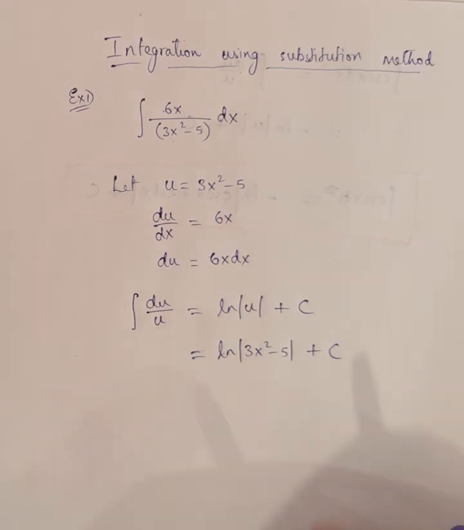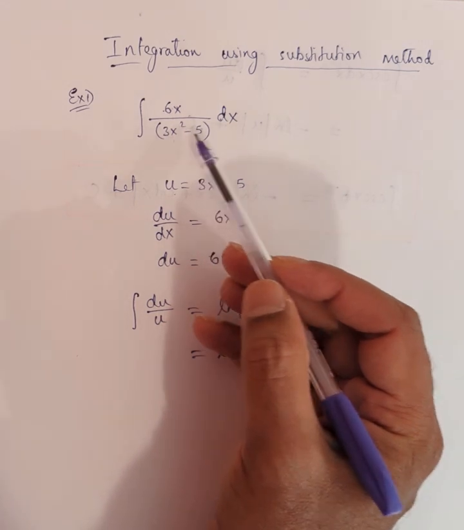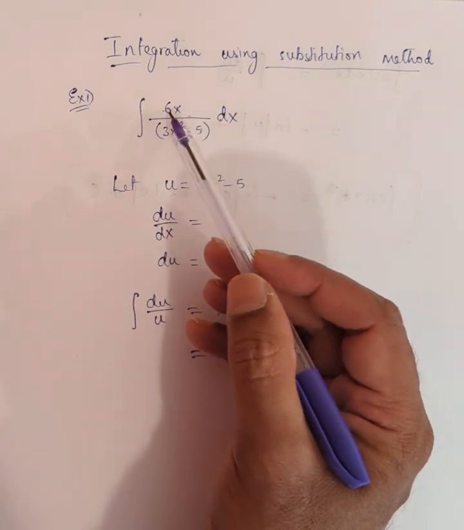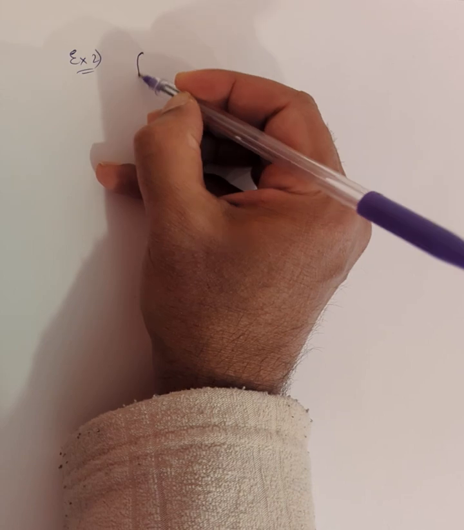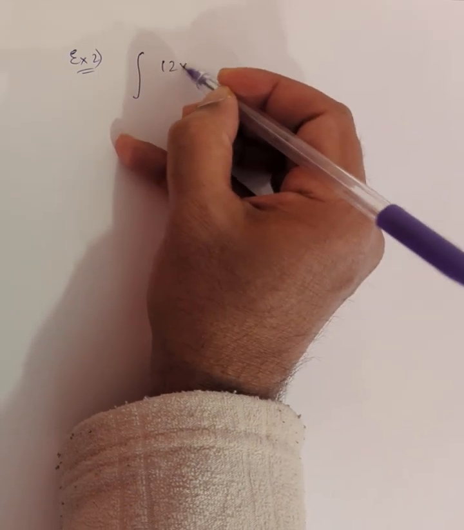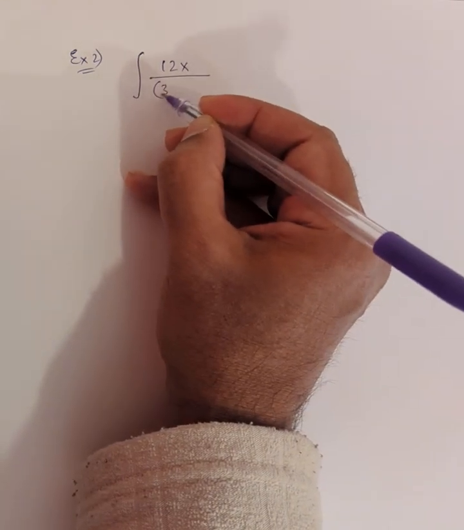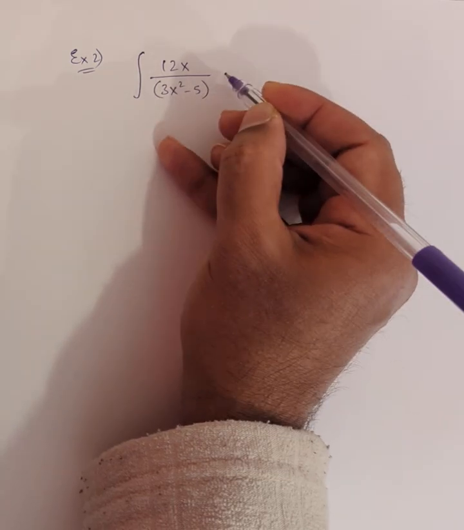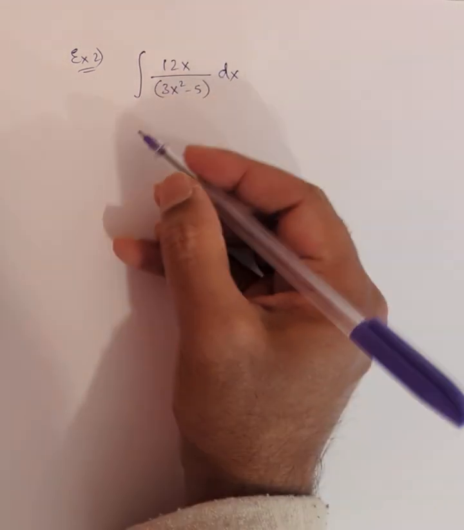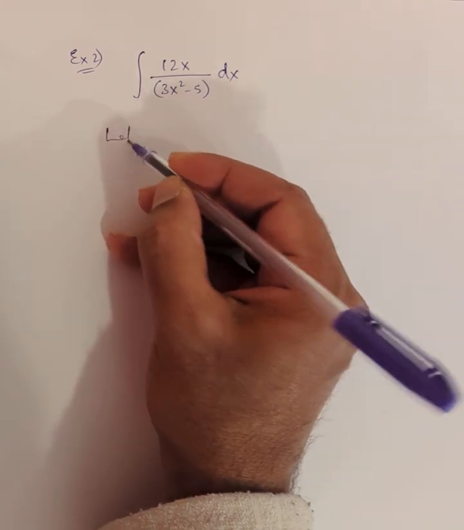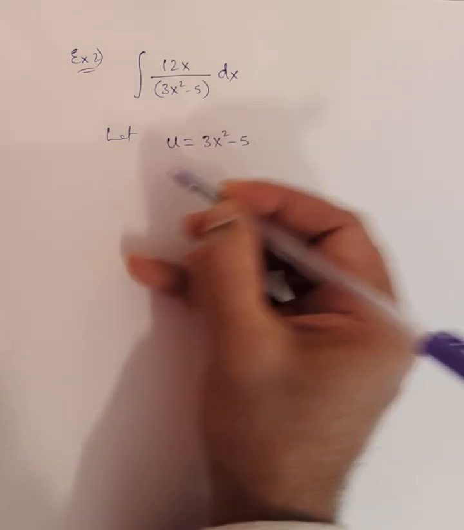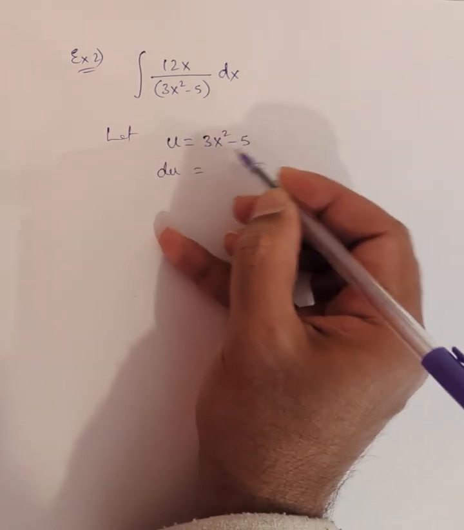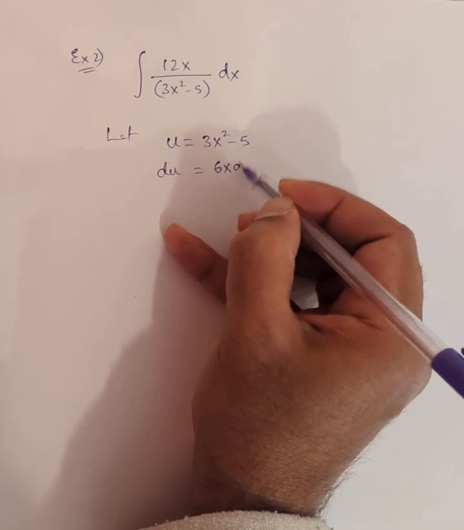Sometimes it's not exactly the same. In fact, let's modify this a little bit. Let's change this 6x to maybe 12x. So that's what I'm going to call example 2. Integral 12x over 3x squared minus 5 dx. Now there's no harm in, again, letting u be equal to 3x squared minus 5, and then du is simply the derivative, which is 6x dx.